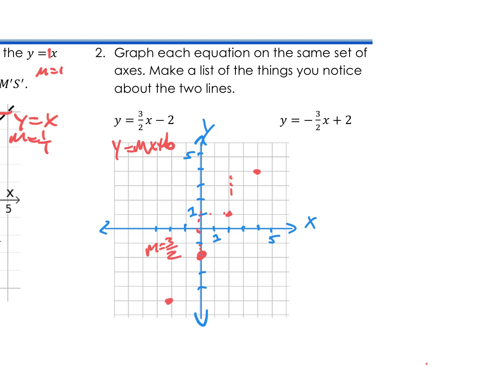Use a ruler, use a straight edge to draw a nice, neat line here. Put some arrows on the end of it because these go on forever. Lines go on forever.